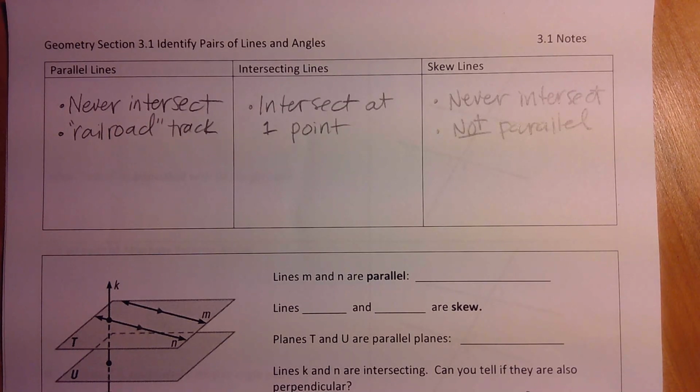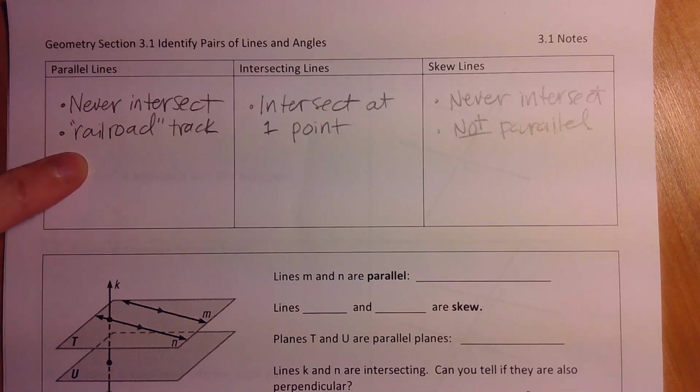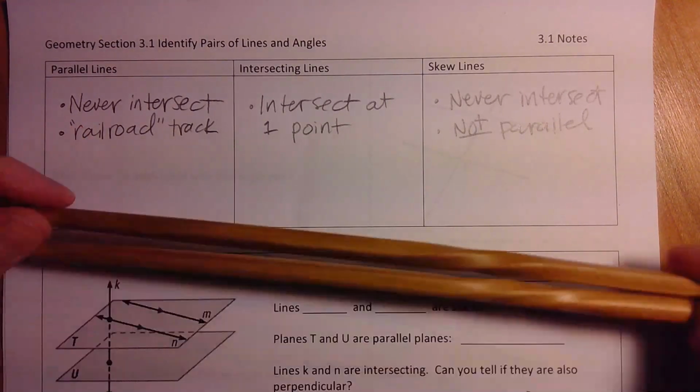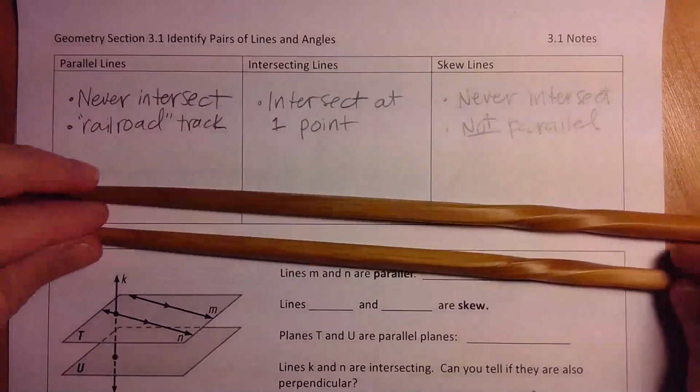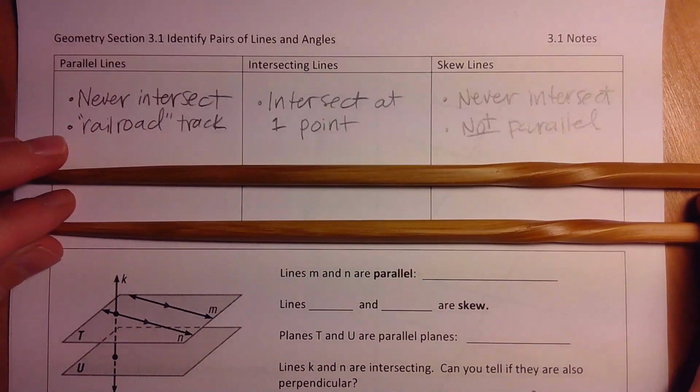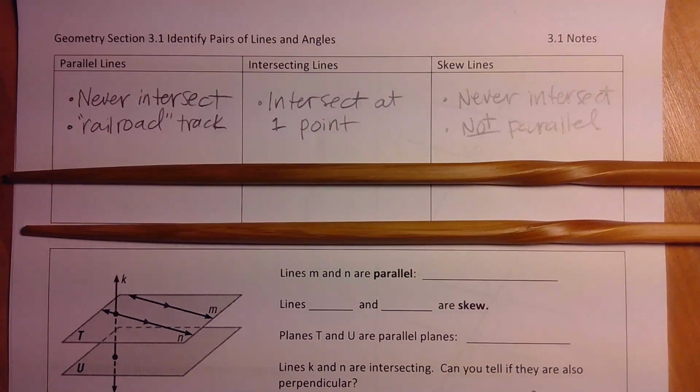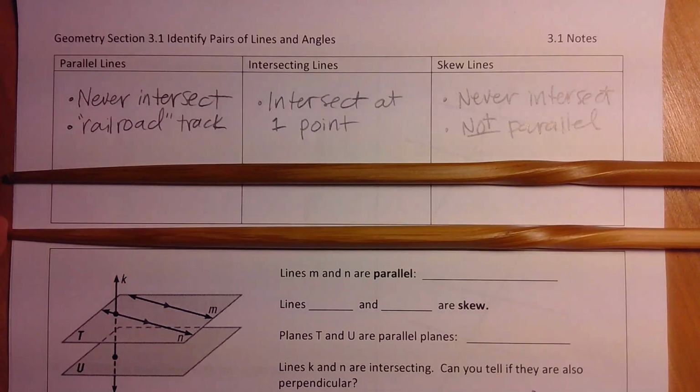This video is going to cover section 3.1. We identify pairs of lines and angles. And before we do that, we're just going to review some information you probably already know, such as parallel lines. These are my lines right here. They are chopsticks. So parallel lines are lines that never intersect, like a railroad track.